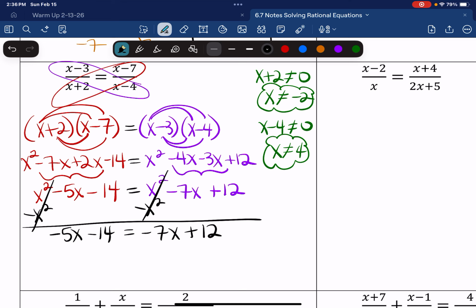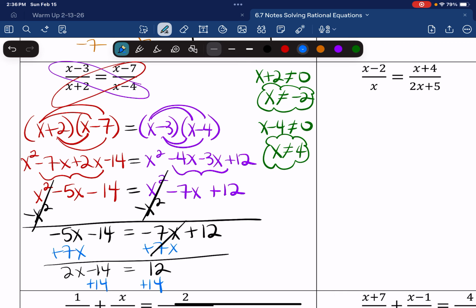So let's get all of our x variables on one side. So I'll add 7x to both sides. And that gives us 2x minus 14 equals 12. And then we can add 14 to both sides of our equation. And that gives us 2x equals 26. And then, of course, I can just divide both sides of my equation by 2 to get x equals 13.